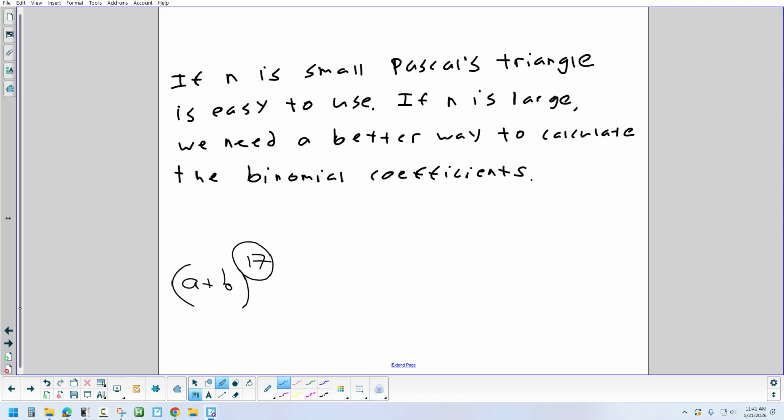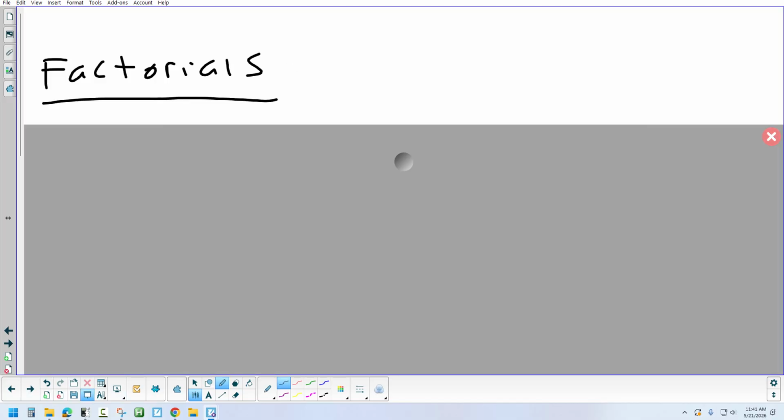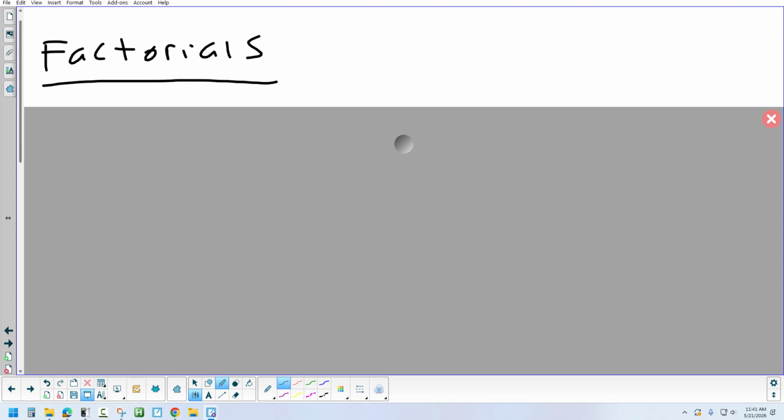Okay. So we need to think about another way we can find the numbers in Pascal's triangle. And there is a way we can do it, and that's with something called factorials. Anybody remember factorials? Is that like with an exclamation mark? Yep, with an exclamation point.